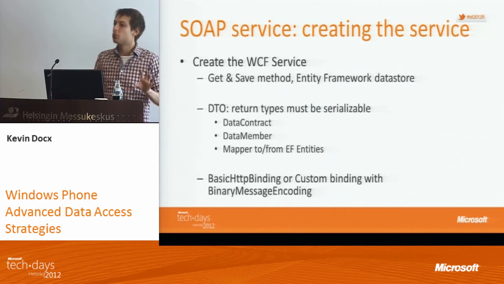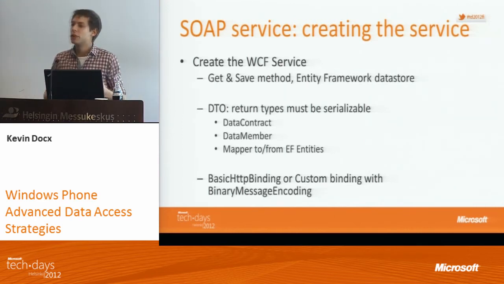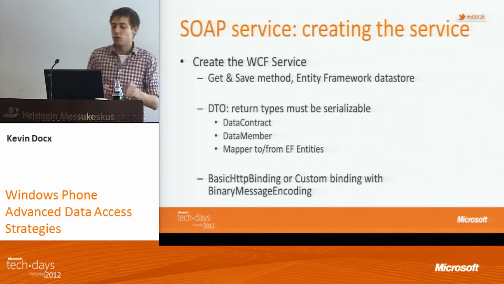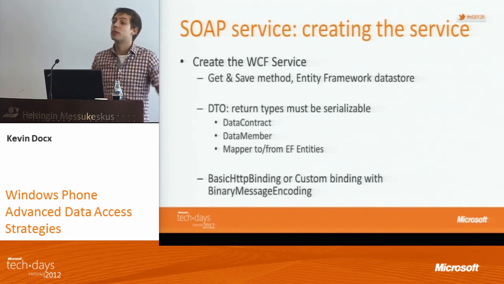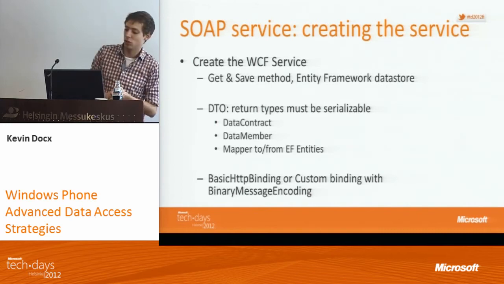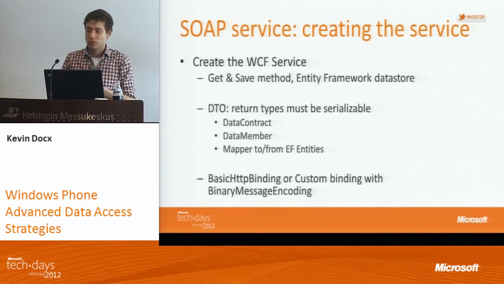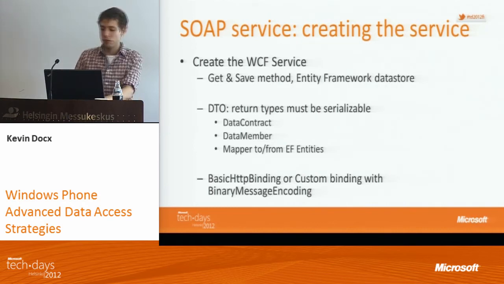I'm going to show both, but the second one is actually better because it already compresses your data. Due to the binary message encoding, the data that's being sent over the wire will be smaller by default. Of course, it's proprietary, so you can't just read it in clear text from another technology anymore. But if you're using only one Windows Phone client, that might be a good option.